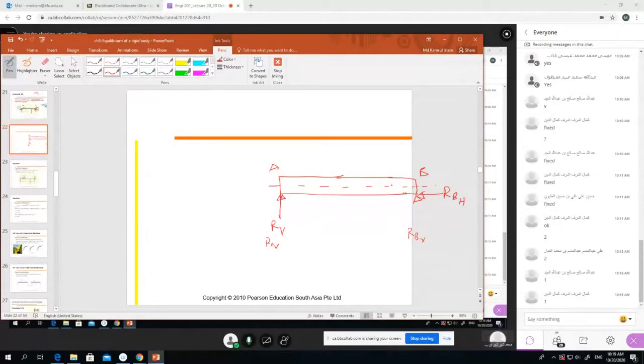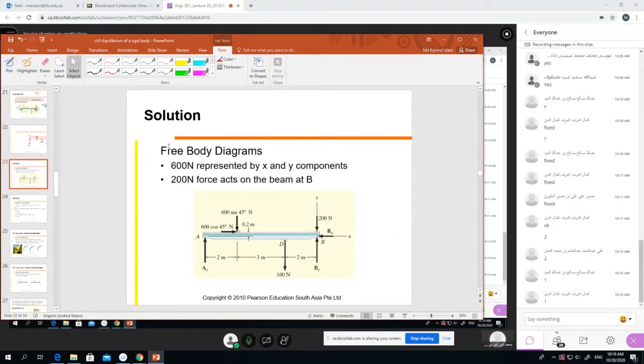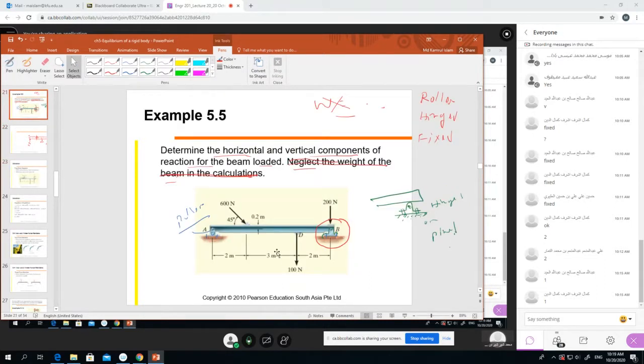Okay. And what is the free body diagram there? At point D, our force was given as 100 Newton, right? And here the thickness of the beam is given as 0.2 meter, and here one inclined force was given. You see, one inclined force was given.